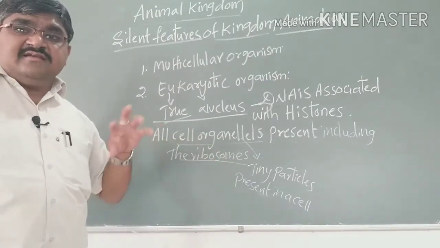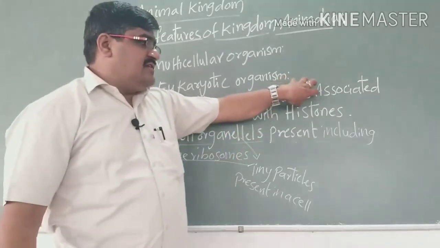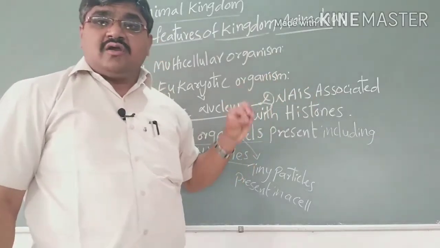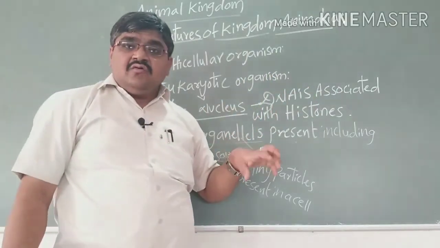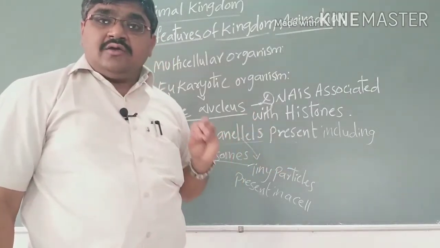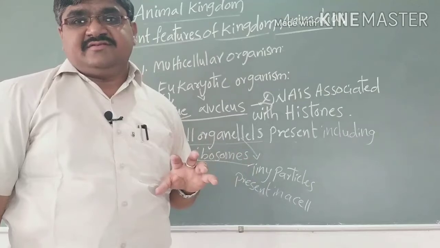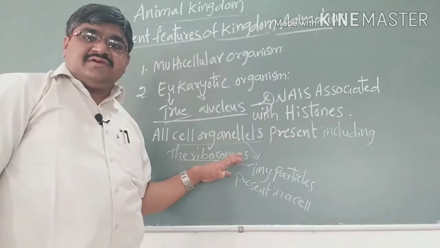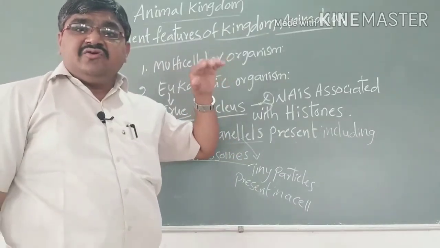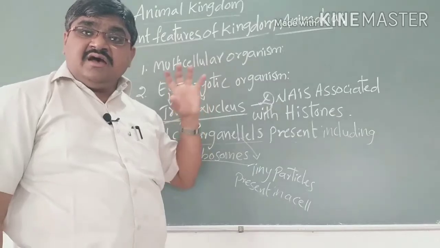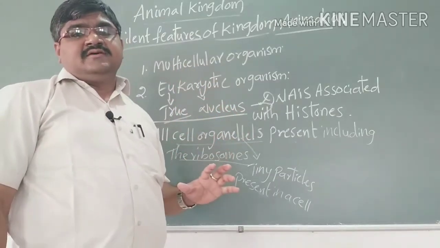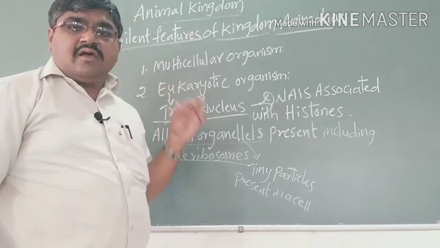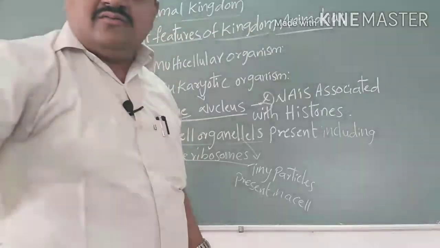So when all cell organelles are present, along with DNA associated with histone proteins, such a nucleus we call eukaryotic. These organisms have a true nucleus. A true nucleus means all cell organelles are present, and the DNA is associated with histone proteins. So we call them eukaryotic organisms.